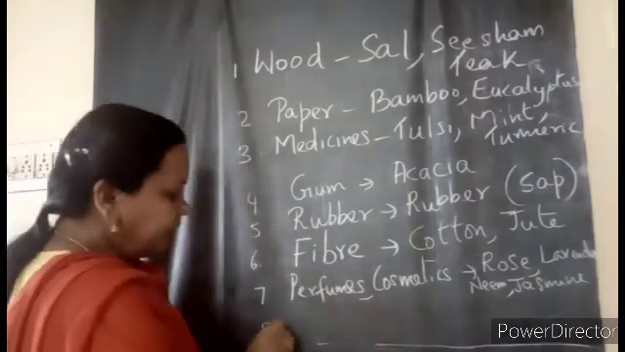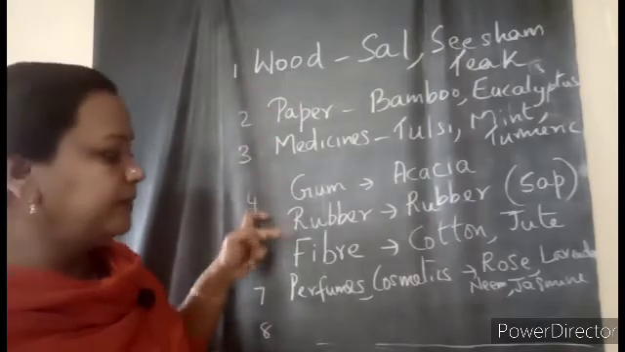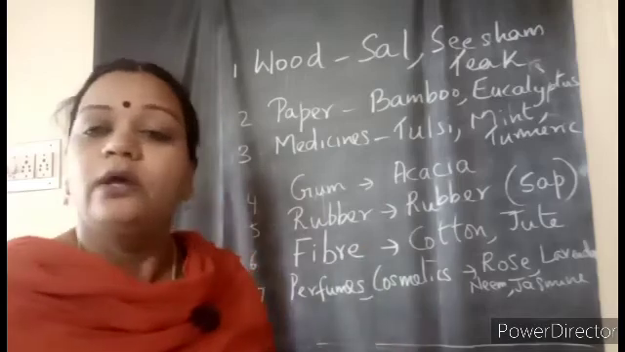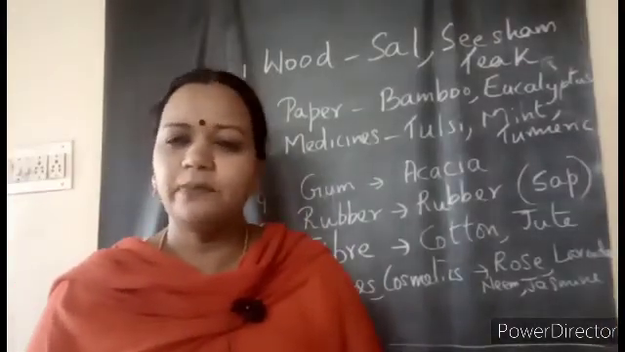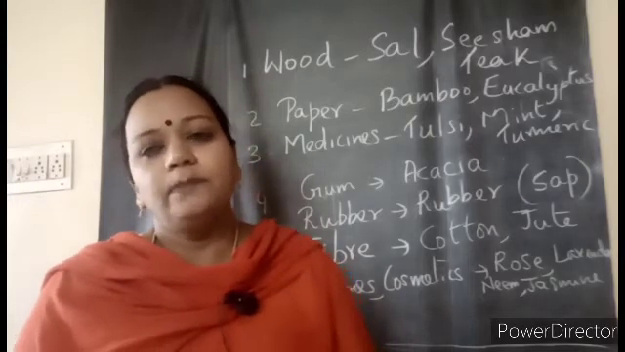Now apart from perfume, see what all we have written: wood, paper, medicines, gum, rubber, fiber, perfumes and cosmetics. And also we get, yes, you all know that we get even oil from the plants, groundnut oil, sunflower oil, all are from the plants only.